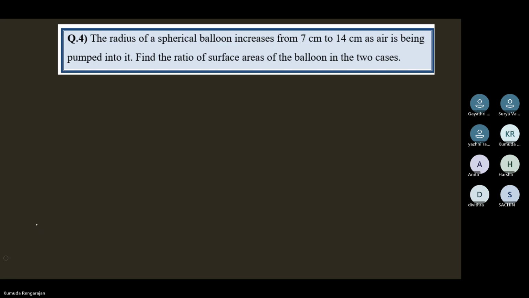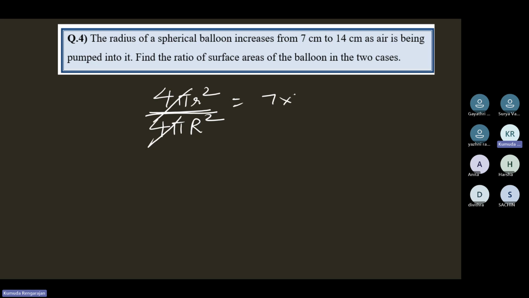So it's a sphere. Surface area of a sphere is 4 pi r square. This is when the radius is 7. When the radius is 14, 4 pi r square. This ratio you should find. 4 pi cancels. r is 7, r square is 7 into 7. Capital R is 14, r square is 14 into 14. 7 ones are 7, 7 twos are 14. 1 by 4. So 1:4 is the ratio.